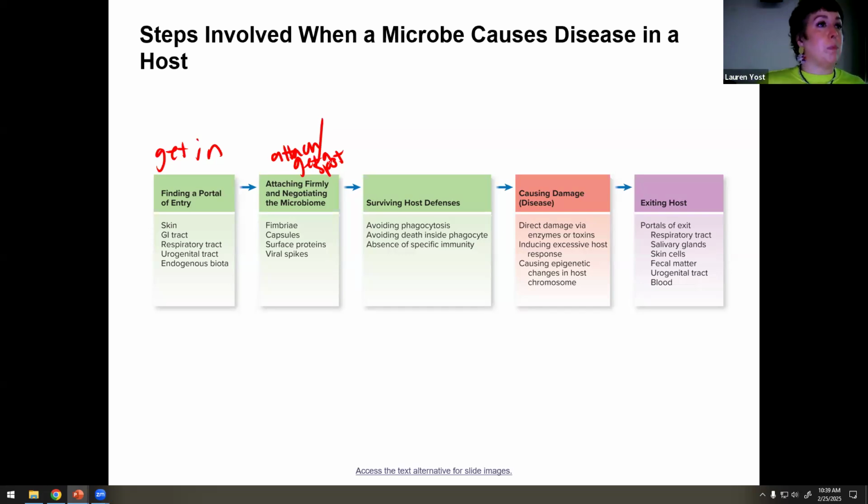Our viruses have the spikes that allow them to dock to those specific doors, basically, to get into the cells. All right. And surviving our host defenses. This mostly means avoiding or surviving phagocytosis.